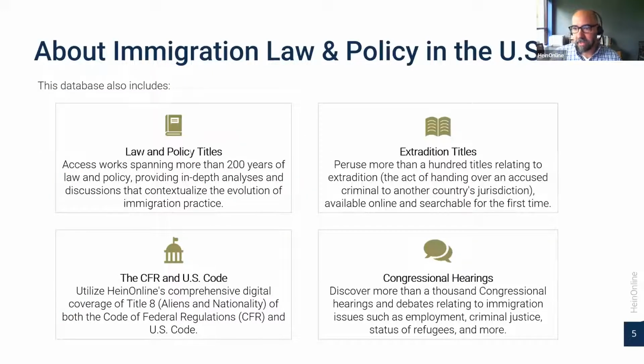Law and policy titles, work spanning more than 200 years regarding the law and policy of immigration. Of course, the Code of Federal Regulations and the U.S. Code, Title 8, Aliens and Nationality, those are broken out and available for you to research specifically within the Immigration Law and Policy database.